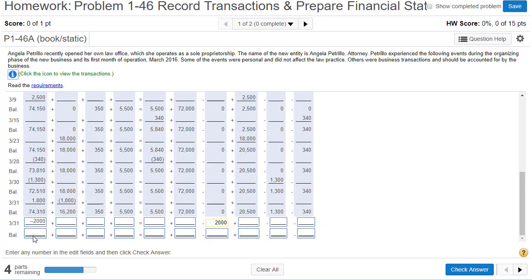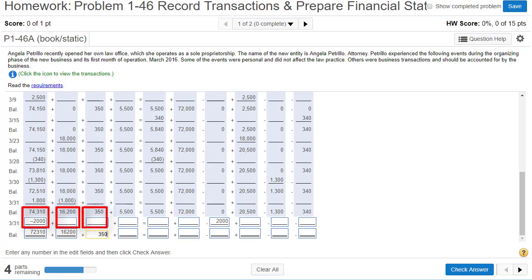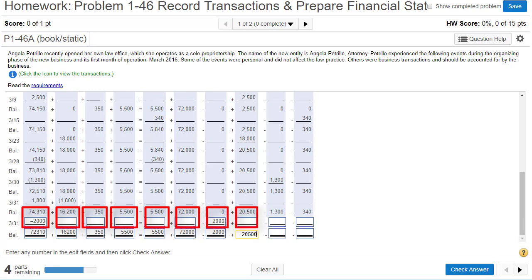Next, we bring down the totals. So we're going to have $72,310 of cash, $16,200 of accounts receivable, $350 of office supplies, $5,500 of computers, $5,500 of debt, $72,000 of capital, $2,000 of withdrawals, $20,500 revenue, $1,300 of utilities expense, and $340 of miscellaneous expense.